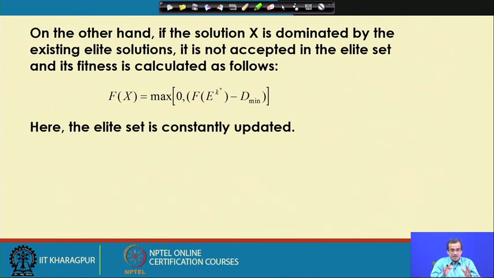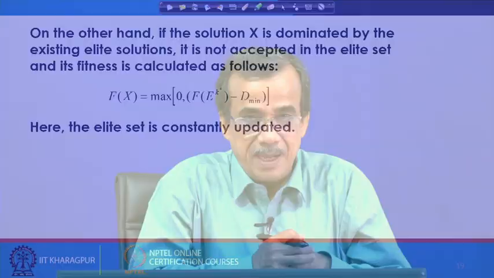Now, I have started with a large population of size, say, capital N; N could be 1000. The first solution you select at random from this population and put it in the non-dominated bin, that is N2, and we assign some arbitrary fitness, say 1000 or 100, whatever it may be.